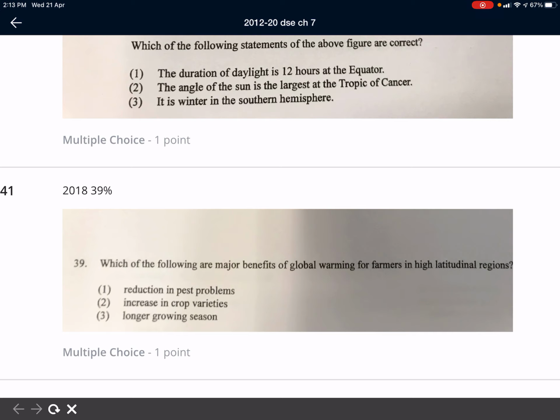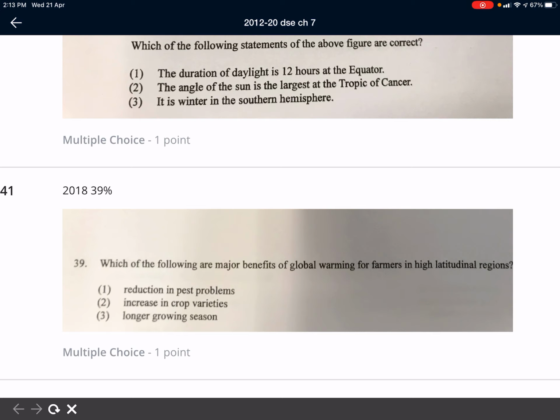Reduction in pest problem. Is it? Not really. It should be increasing. From the case of the different looters, as I've said before, the looters is fighting around Africa, India, and also even China. Okay, you may argue with me: is it high latitudinal area? Well, not related with China, not related with India. But indeed, some of the area in China is still the high latitudinal area. So number 1 is not correct.